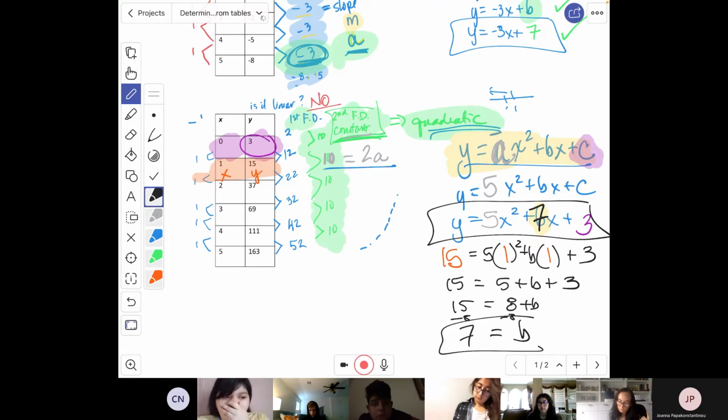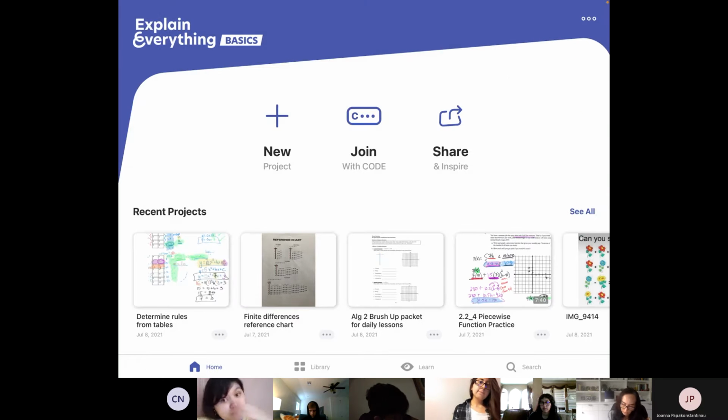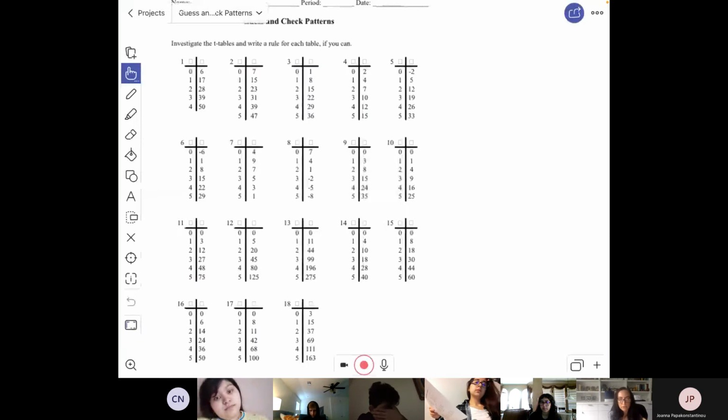Now, guess what we're going to do next? We are going to go to our guess and check patterns. You see this sheet in your packet? The first thing I want you to do, you see this? Does everybody see this sheet? Yes? Nathan says yes. Eric says no. Everybody else, we see it. Natalie, we see it. Abiella, yes. Ariana?